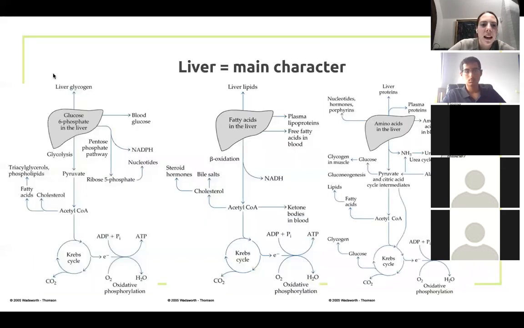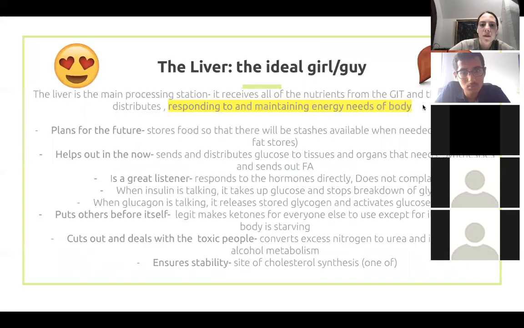But as we can see in all these pictures, this is for carbs, fats, and this is proteins. The liver is a central player in all of these things. You don't need to know these exact pathways at all, but as we can see, the liver is central to all of these. You will eventually be able to draw most of this. So I actually think the liver is pretty awesome.